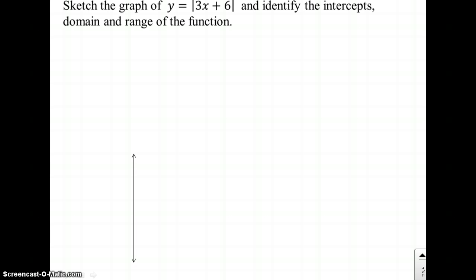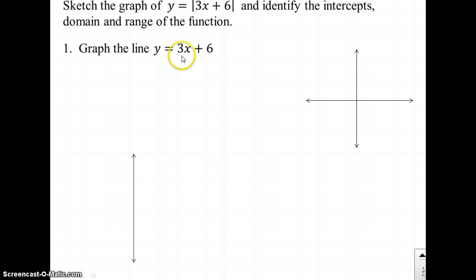Sketch the graph of y equals the absolute value of 3x plus 6. Identify the intercepts, the domain, and the range of the function. So step 1, graph the line y equals 3x plus 6. If you recall, in y equals mx plus b form, the slope is 3 and the y-intercept is 6. We plot the y-intercept at 6, and we rise 3, run 1 to the right. So there's our line. You could also fall 3 and run 1 to the left.